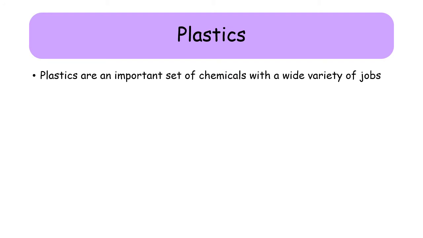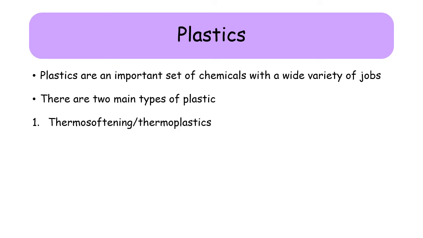So the first thing we want to talk about is plastics. Now plastics are really important. Plastics covers a whole range of different chemicals with a massive array of different jobs that plastics can do. Now there are two main types of plastic. We have plastics that are called thermo-softening plastics, or sometimes that's shortened to thermoplastics. And these are ones which you make them, but if you heat them up, you can reshape the plastic, which makes it slightly easier to recycle and it has more function.